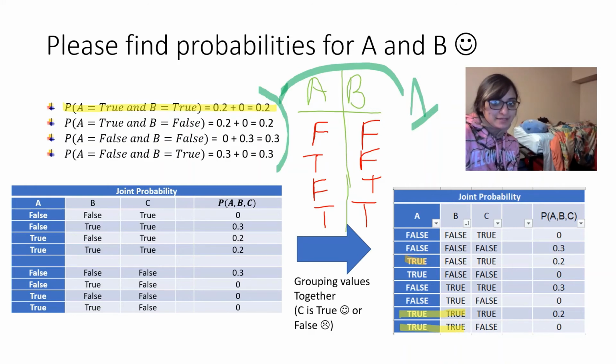And last but not least, we see that the remaining unshaded parts here are for A is false and B is true, and C can be true or false. So that will be 0.3 plus 0, which is 0.3. And now if we add all of these up together, we have 0.2 plus 0.2, which is 0.4, plus 0.3, 0.7, plus 0.3 is 1. So this adds up to 1, which is great. Yay, we won!